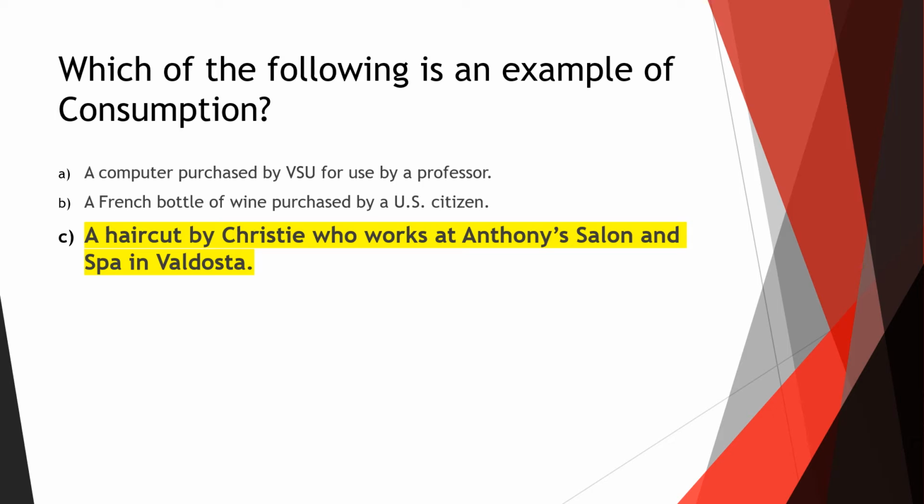This question asks, which of the following is an example of consumption? And the correct answer is C, a haircut by Christy, who works at Anthony's Salon and Spa in Valdosta. A computer purchased by VSU for use by a professor is an example of a government purchase.